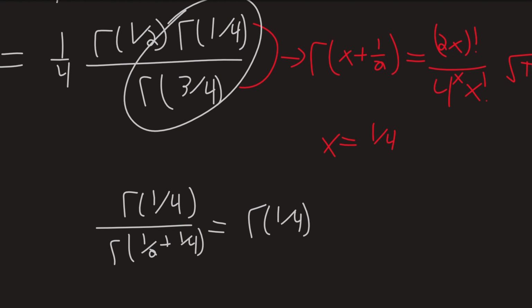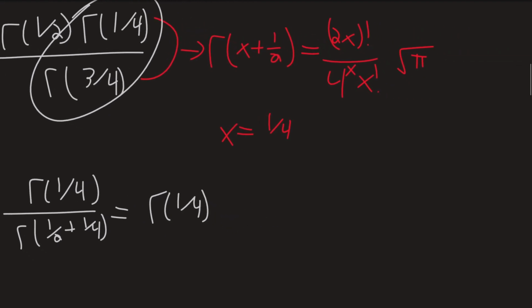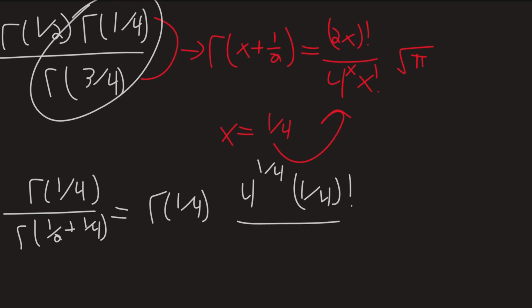And then we're just going to invoke our little formula right here. So it's just plugging in 1/4 to this equation right here. Oh, and we have to say it's 1 over that. So we're going to have 4 to the 1/4 times 1/4 factorial divided by 2x factorial, but that's just going to be 1/2 factorial times the square root of pi.